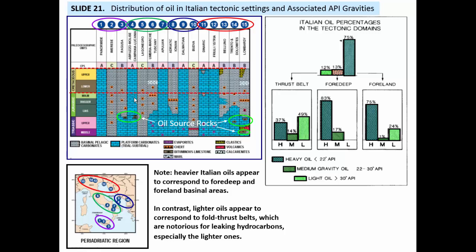And you get an idea of the oil percentages in the tectonic domains. The heavy oils appear to correspond to deep and inland basinal areas, but the lighter oils appear to correspond to thrust belts, which are notorious for leaking hydrocarbons, especially the lighter ones. I think that's what's keeping those lighter oils there, as you keep getting recharged from hot, deep gases.